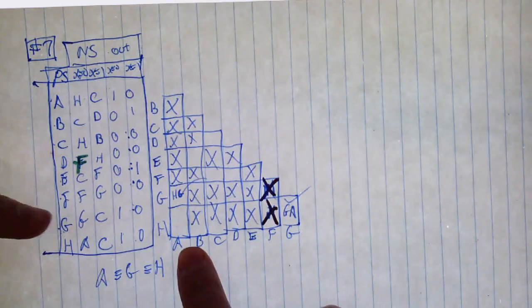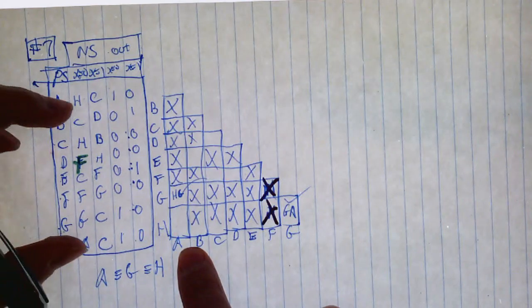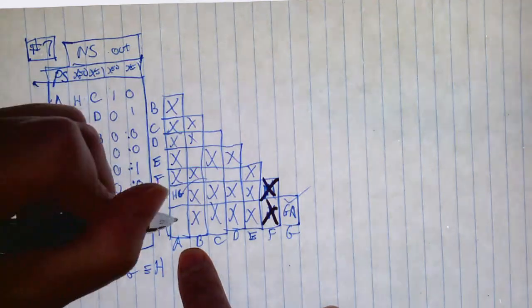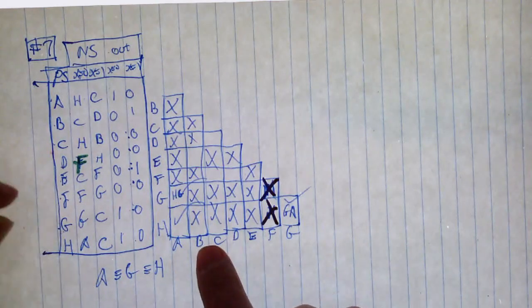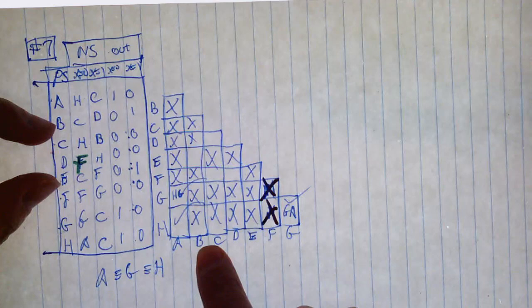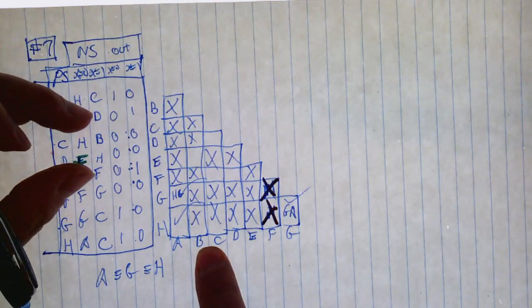And now what about A and H? Well, A must be equal to H, right? AH, CC, yep. Because of this. So what about B and E? How am I doing on time? Oh boy, we're out of time. Is D and F equal? And the answer is we don't know.